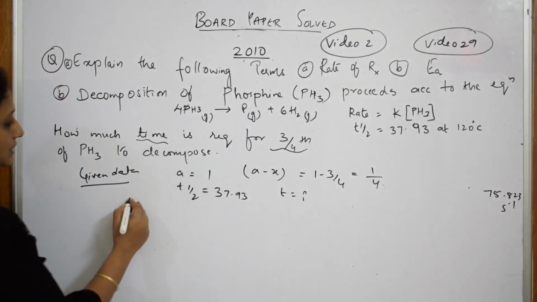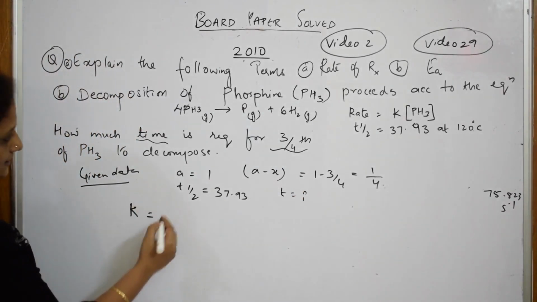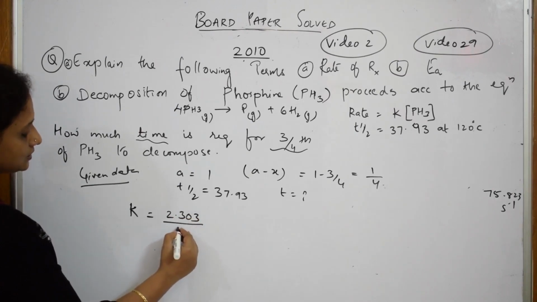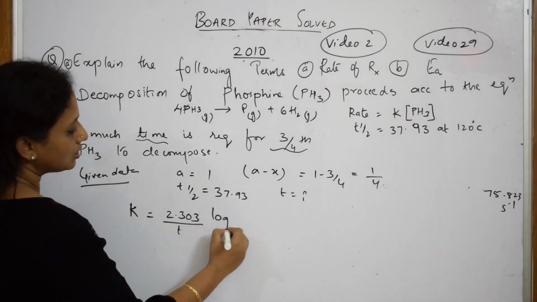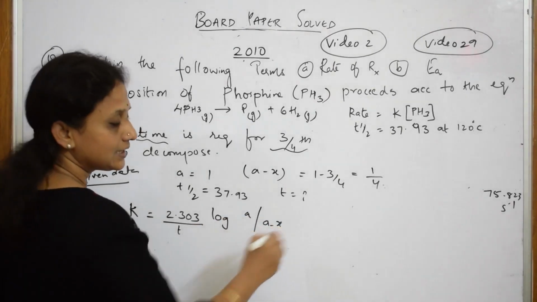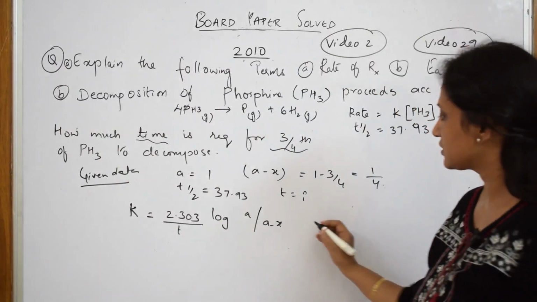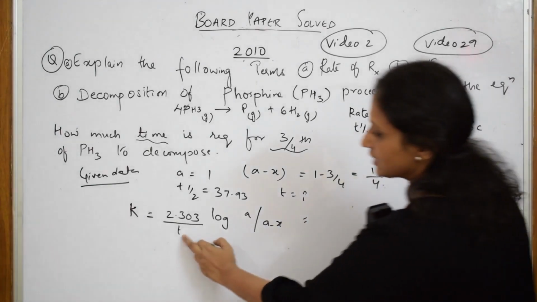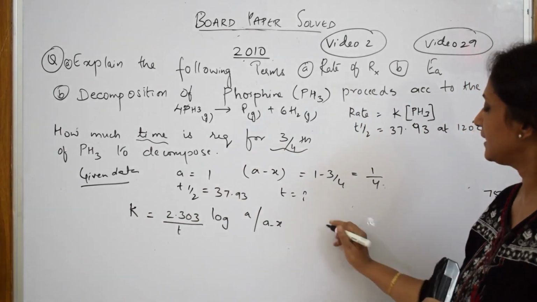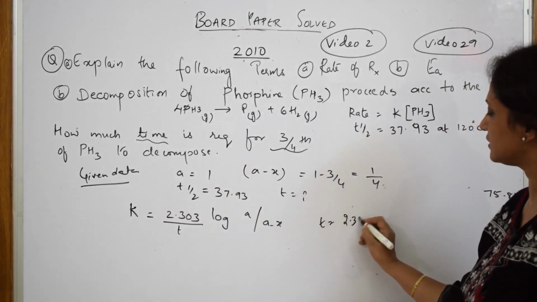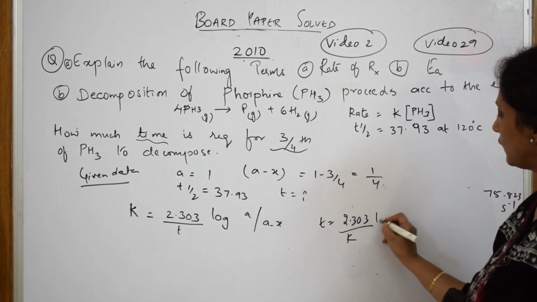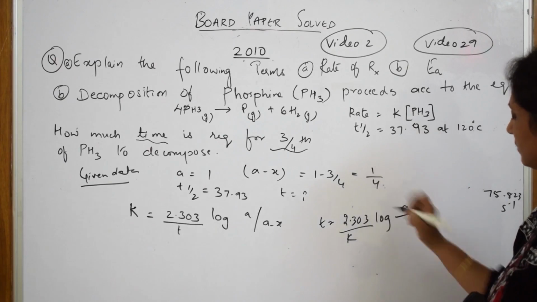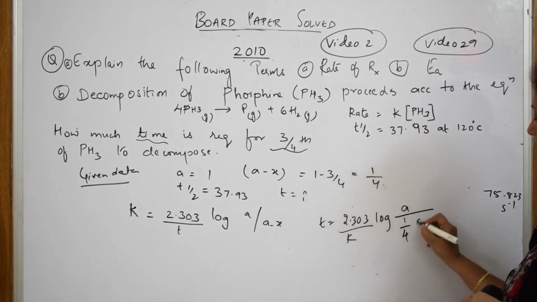Now write the formula. K is equal to 2.303 by T log A by A minus X. Yes, this is what we have learned already. Now substitute in the formula. What should I find out? I have to find out T, isn't it? Take this T out. What do I get? I get T is equal to 2.303 by K log of, what is A? So 1, isn't it? So 1 divided by 1/4 A, isn't it?